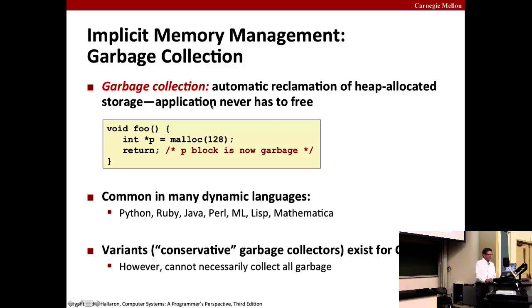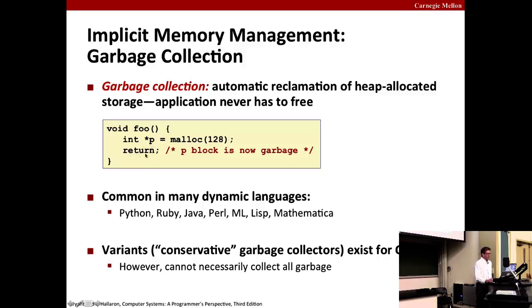So what's garbage? Here's an example. We have a function foo that mallocs 128 bytes and stores the address in this pointer p. And then when it returns from foo, this pointer is lost forever, because p is a local variable on the stack.